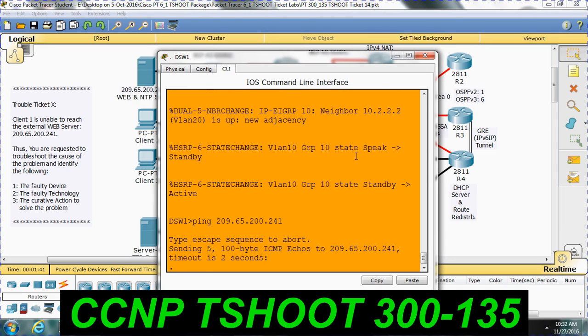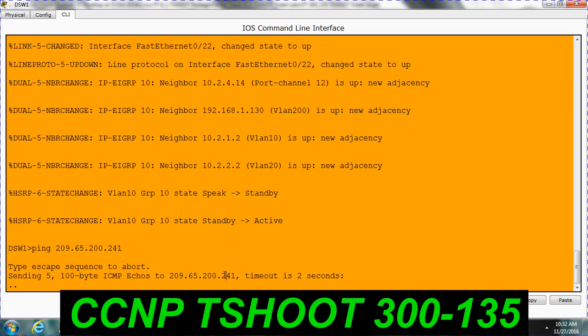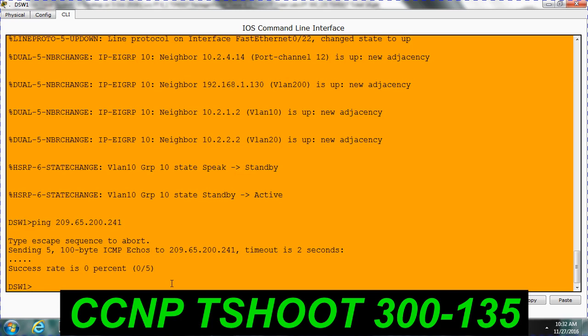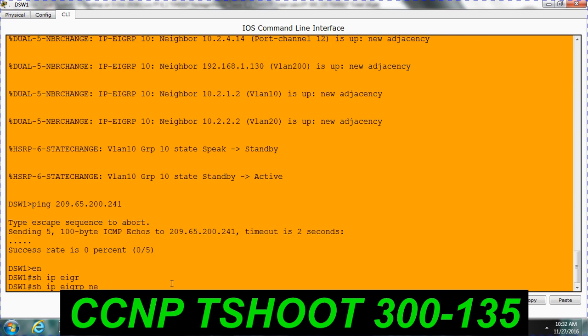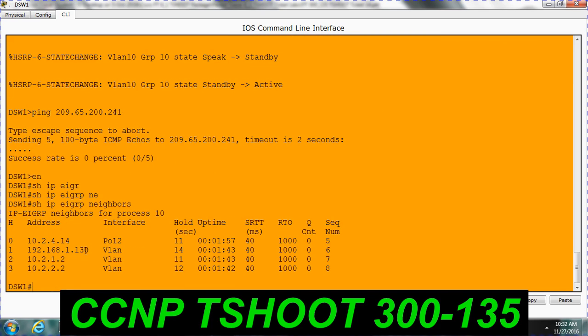65.200.241. See, I am not able to reach it. So let me check what is the issue between distribution switch and R4. Okay. First, let me check whether the EIGRP neighborship was learned or not. See, EIGRP neighborship was learned via port channel and VLAN.